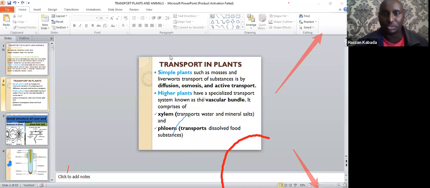Yes, we know they transport water and food, but specifically, you must talk about xylem transporting water molecules and mineral salts from the roots. So when you talk of transport, you must indicate the origin or the source of those substances and the destination. So if you are asked, where are you going? You must say your location.